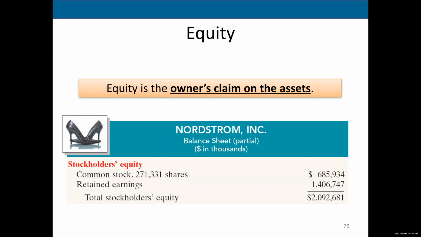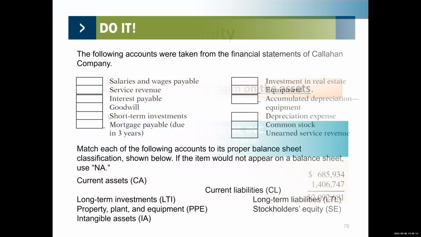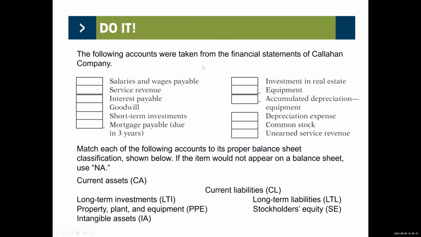All right. Let's test how you're doing here. The following accounts were taken from the financial statements of Callahan Company. Now you've got to tell me where each of these would be found on a classified balance sheet, right? And if they're not on the balance sheet, just put NA. So is it current assets, current liabilities, long-term investments, property, plant, equipment, intangible asset, long-term liabilities, stockholders' equity? Oh man, that's a lot. Okay.